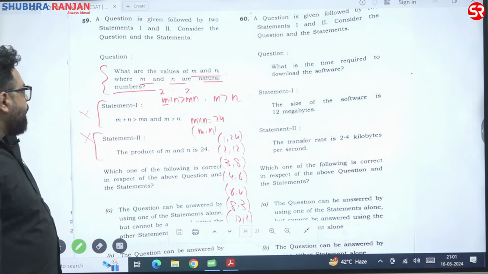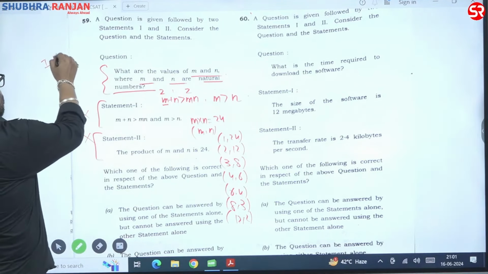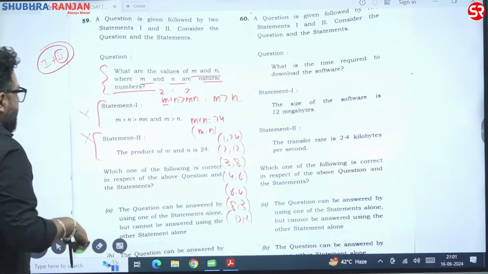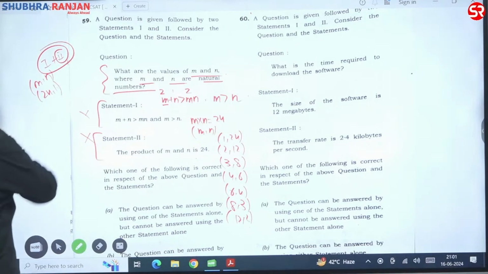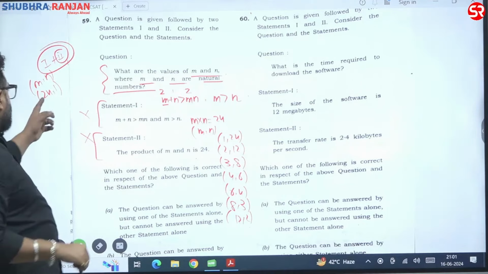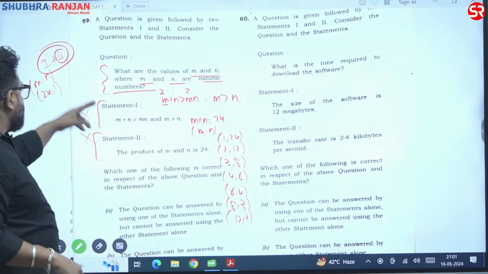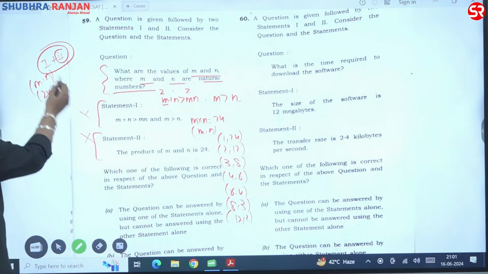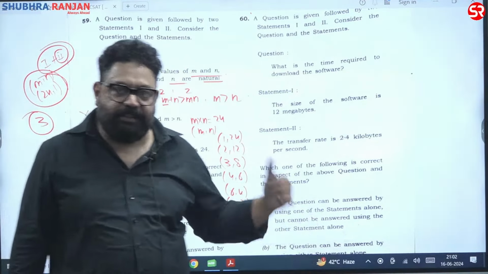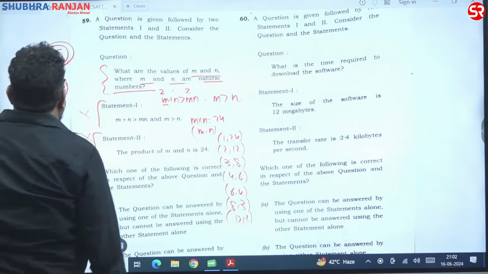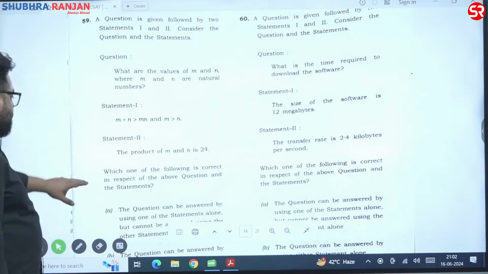So not possible. Then, if we combine statement 1 and statement 2, we can easily say that m and n are 24 and 1, because 24 plus 1 is 25, which is greater than 24. Yes, m is greater than n, and m into n is 24. So when we combine them together, we get a unique solution. Answer is 3. Most people are giving answer as 4, but the answer is 3. This is data sufficiency, and I have been very vocal that you should be very smart solving these questions.